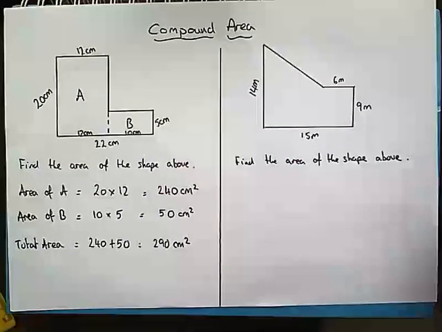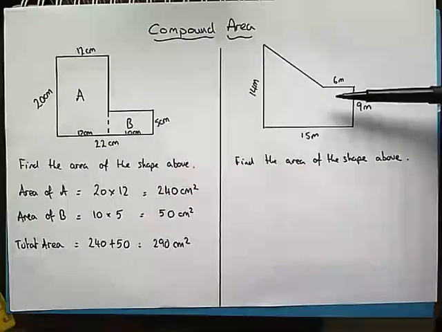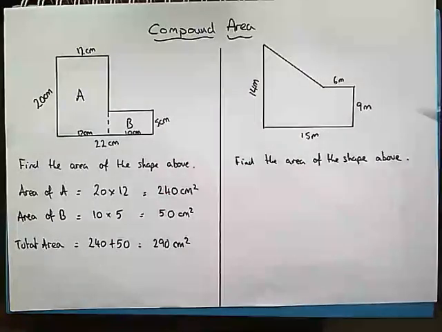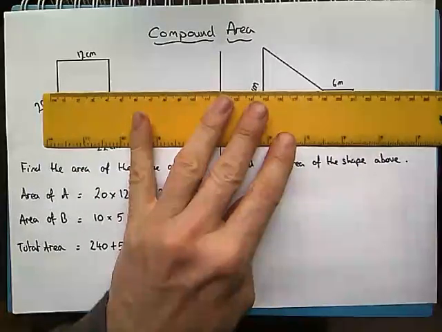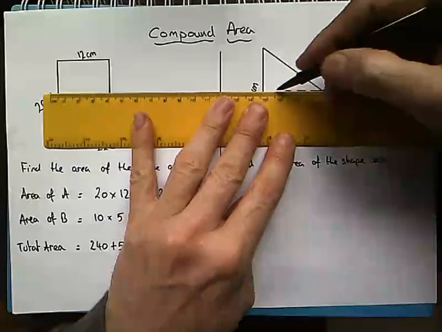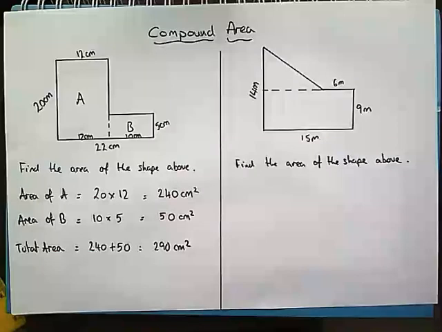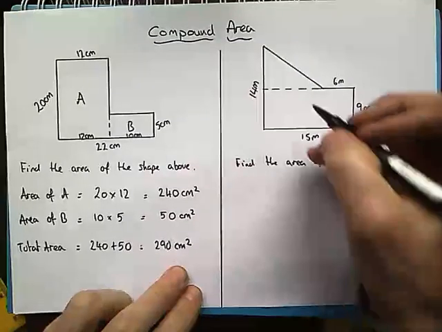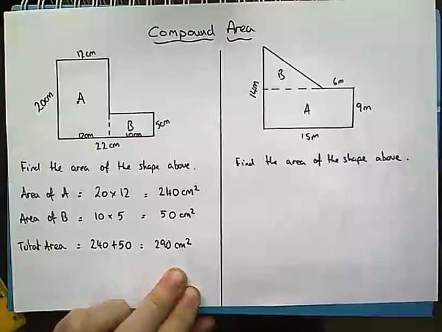Now this one's a bit different because it's not two rectangles that we're going to look at, but it still shouldn't pose a problem because if we were to split this shape along this line here, we've got a rectangle and we've got a triangle. We just need to find the missing lengths. So let's work out the area of A first because that's nice and easy, and then we can work out the area of B afterwards.